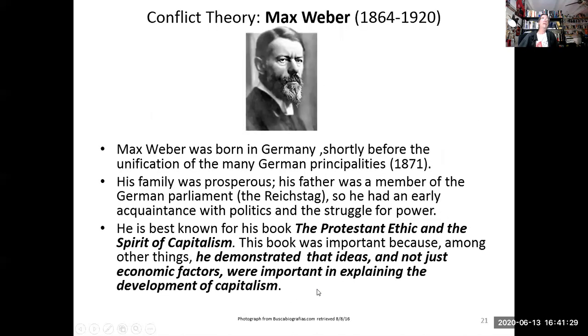So, Max Weber, he's associated with conflict theory, but with a lot more. He's also introduced concepts that are important to the symbolic interactionist.